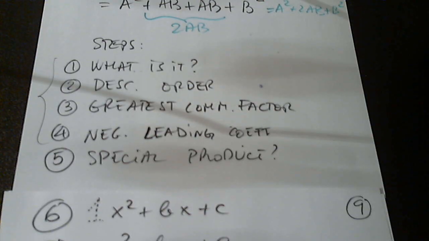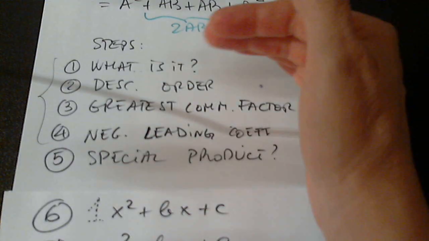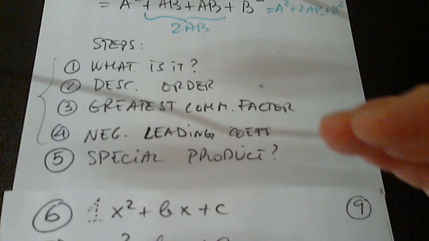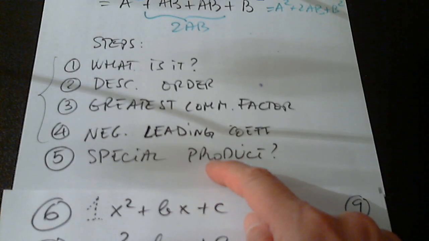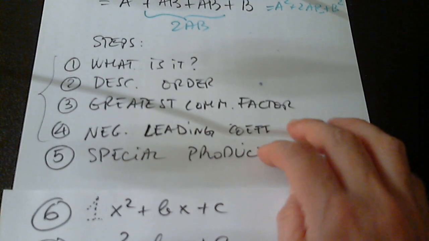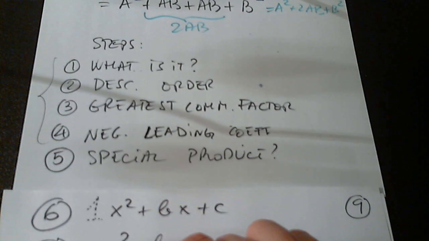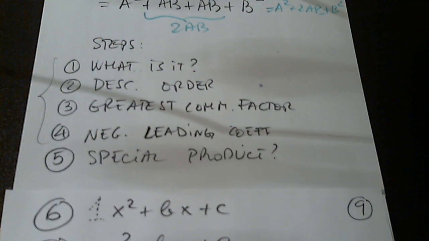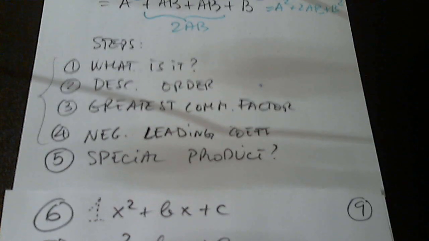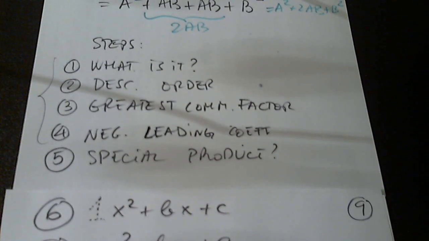It's cumbersome. We need to practice it. Okay. What is it? Descending order, greatest common factor, negative leading coefficient. I always hope for a special product, but it doesn't always happen. Special product, if I say no, then I have to try this or this. And I will show you the techniques for those in a minute. But let's go through the steps with some examples. Okay, so I like to start with, let's say, x squared minus 4x plus 4. So that's our first example.